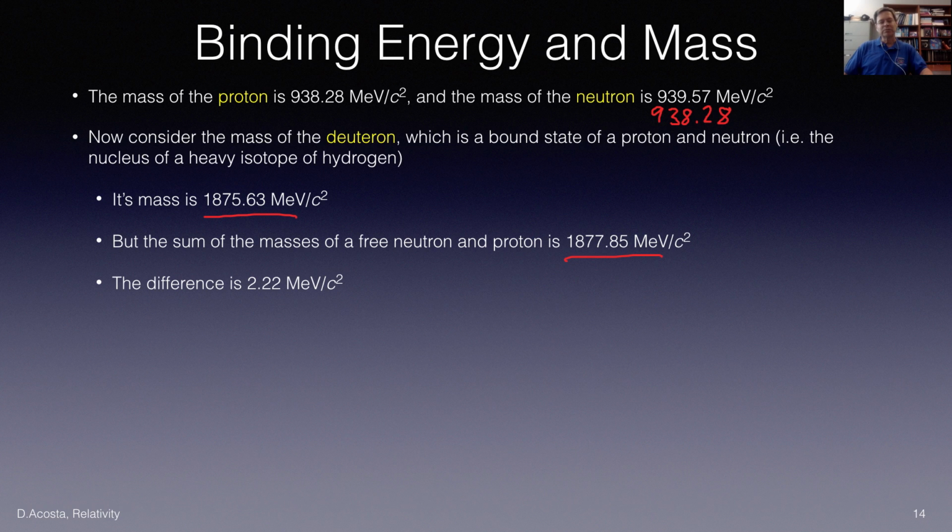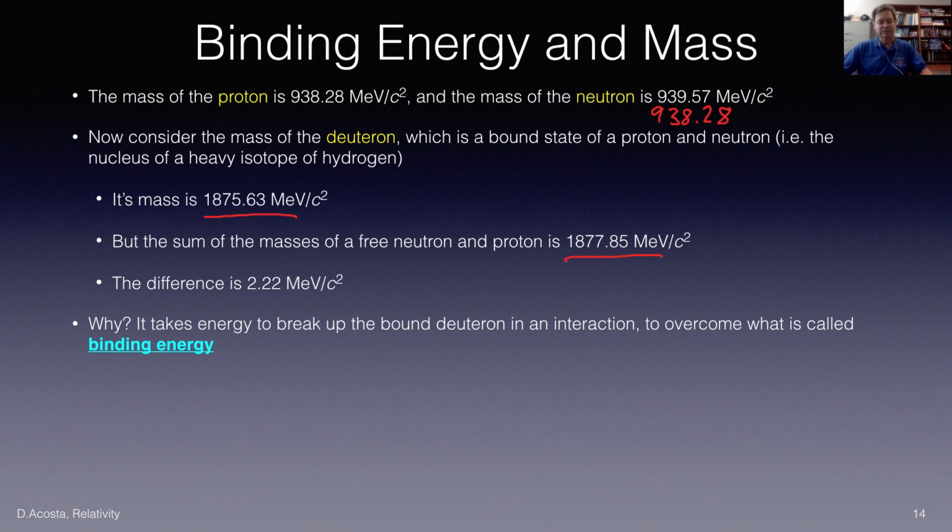The difference is 2.22 MeV. Well, what does that mean? Well, what that means is it takes energy to actually break up a bound deuteron in an interaction. The proton and neutron want to stick together. You have to add energy to pull them apart into a free proton and a free neutron. That energy you have to add is called the binding energy of the system.